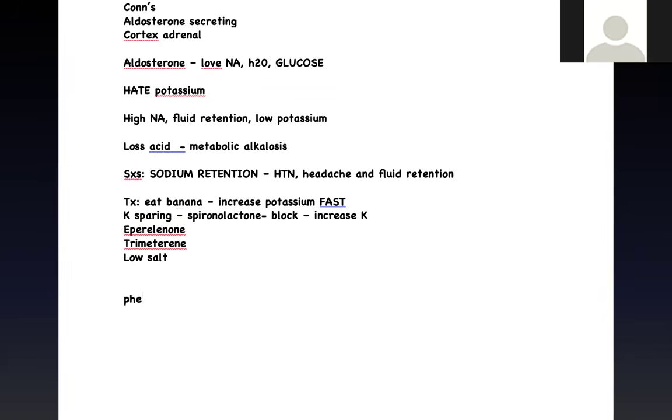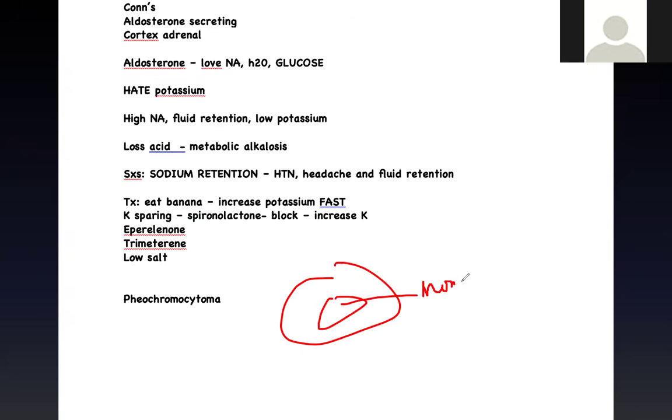The next one is pheochromocytoma. I told you it's the adrenal gland, the medulla. The medulla is going to secrete monoamines. Monoamines are norepinephrine, epinephrine, dopamine, serotonin, right? If I inject epinephrine in you right now, you know what it's going to do. They are all monoamines, right?